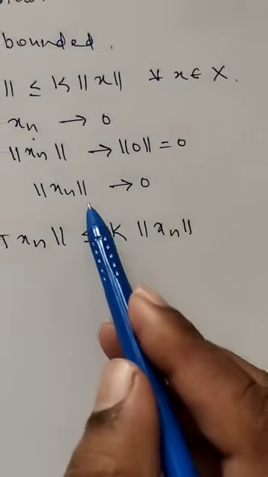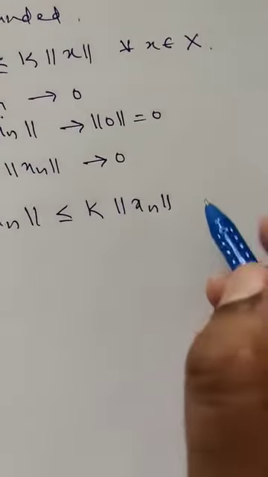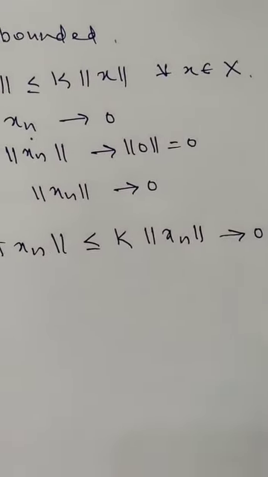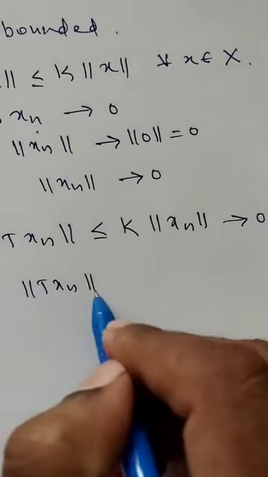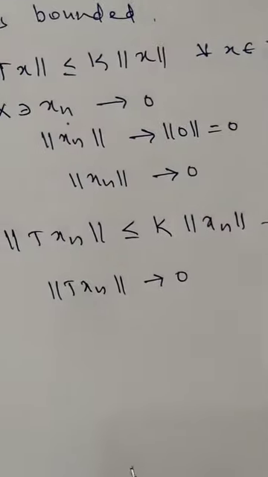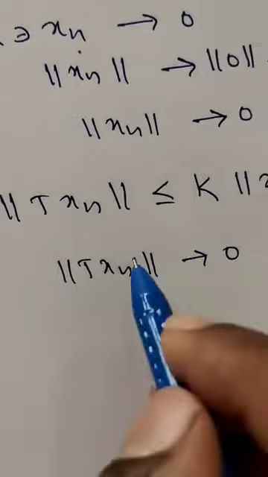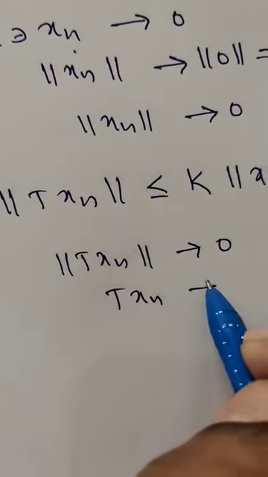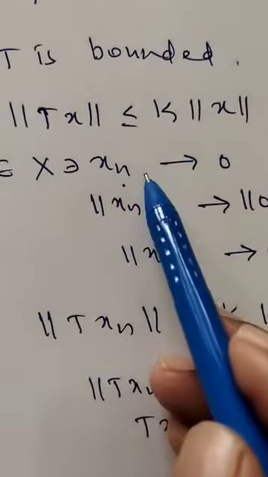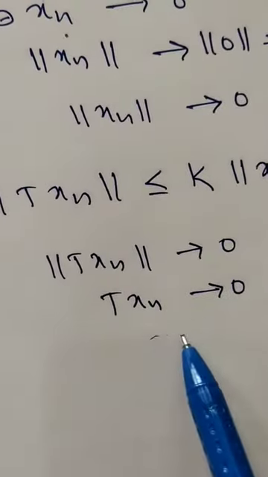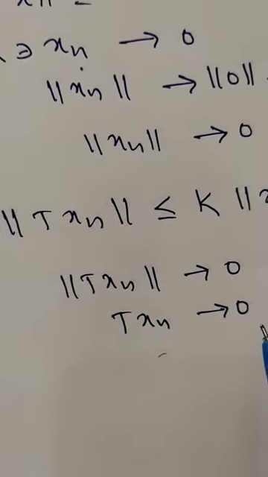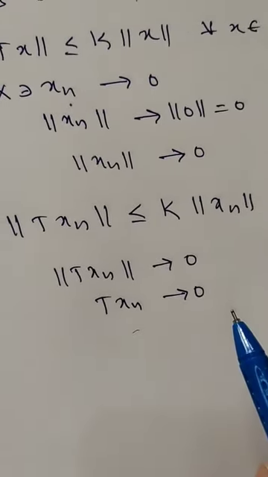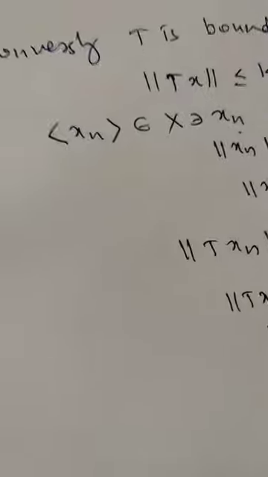But what will happen here? The norm of xn is converging to 0. If it is converging to 0, what can you say? The norm of T of xn is converging to 0, which implies that T of xn itself is converging to 0. Thus, if we assume that xn converges to 0, we see that T of xn also converges to 0, meaning thereby T is continuous at the origin. Okay, so this is 2 if and only if 3.